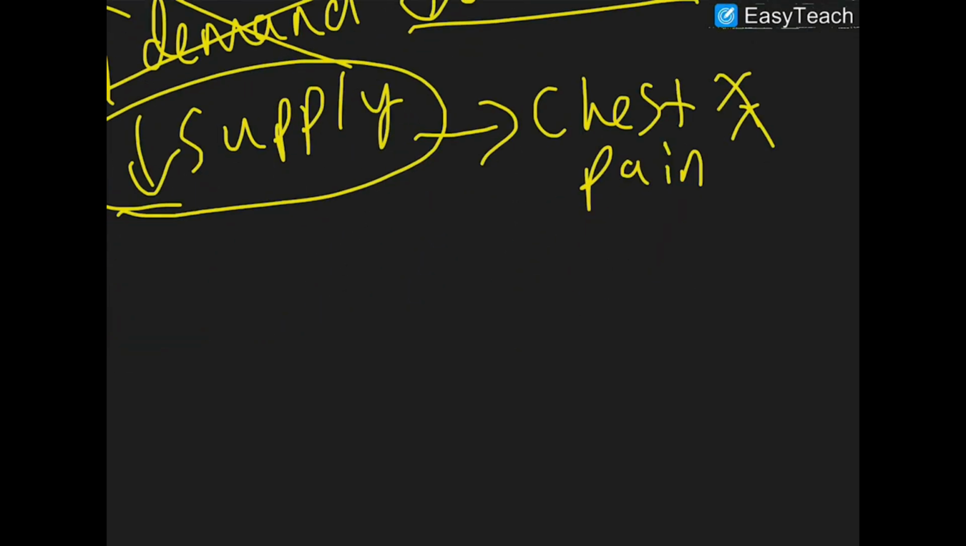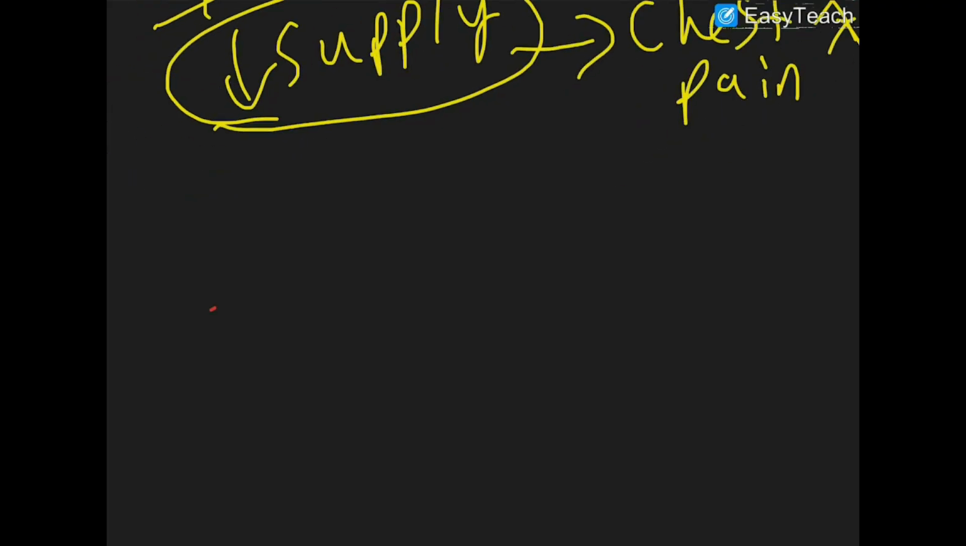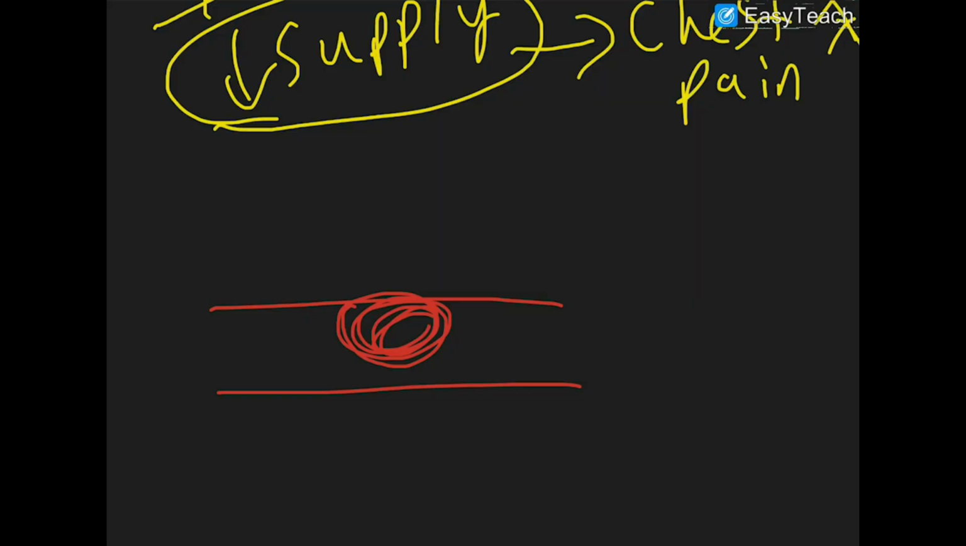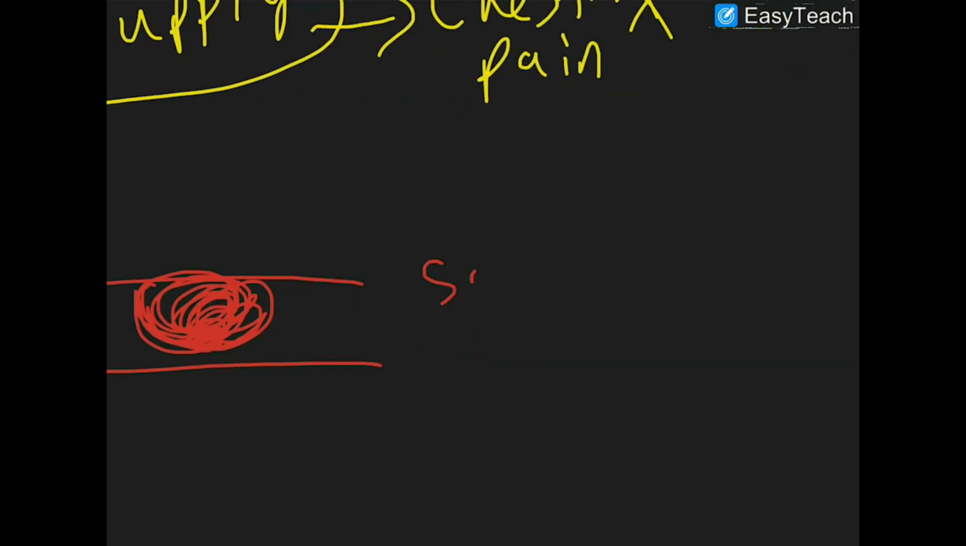Same thing goes with NSTEMI and STEMI. So if you have an NSTEMI, that's also a partial occlusion, but this time it's occluded to the point where you get subendocardial necrosis.